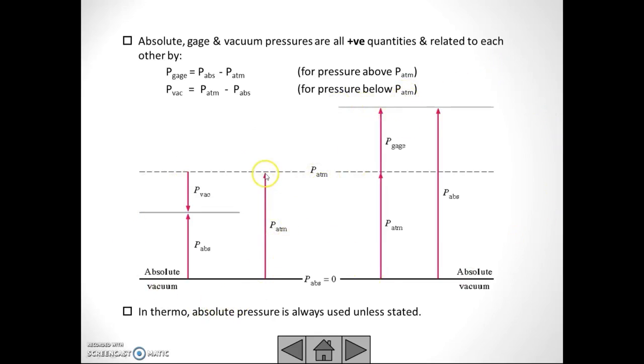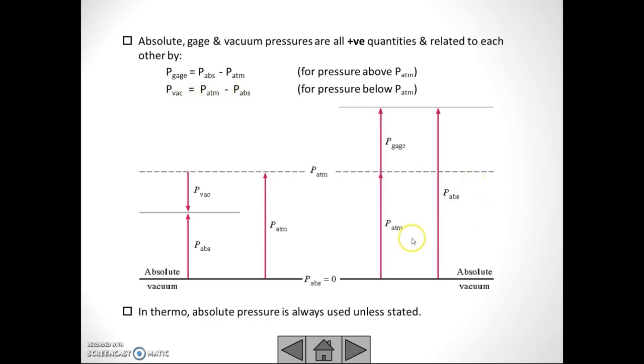This is the level of P atmospheric. For the pressure below P atmospheric, we have P vacuum. This is P absolute. So we can put it like this: P atmospheric equals P vacuum plus P absolute. When we rearrange the equation, it becomes P vacuum equals P atmospheric minus P absolute. So it's just the same.